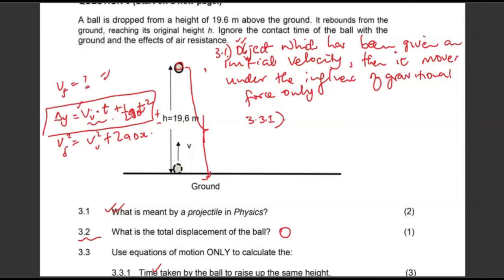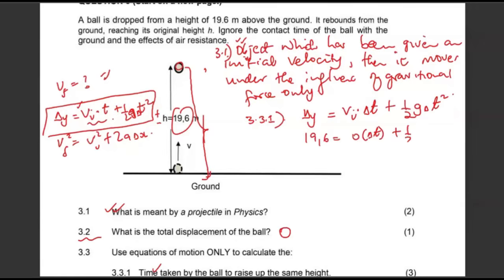Okay, let's see. I'm going to take the downward to be my positive. So start by writing the formula. Delta y is equal to V initial multiplied by delta t plus a half g delta t squared. We're saying this is 19.6. Since the ball was just dropped, that's going to be 0 multiplied by delta t, which we are looking for, plus a half. The g is going to be 9.8 multiplied by t squared.